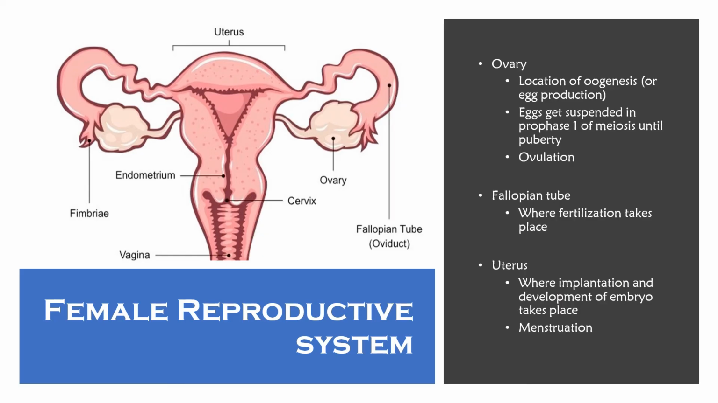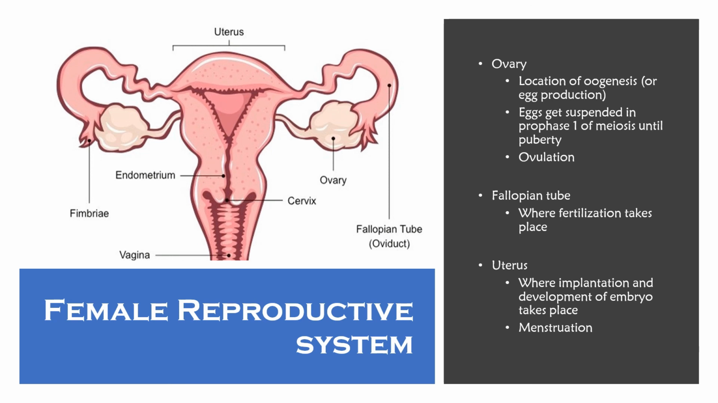So for the female reproductive system, the ovary, right, is the female gonad. It's the location of oogenesis, or egg production. Females make all the eggs they're ever going to produce in utero, or prior to development. These eggs get suspended in prophase 1 of meiosis until the females hit puberty. And then, once the female hits puberty, females begin to ovulate. And ovulation is just the release of a mature egg from the ovary, where it gets uptaken into the fallopian tube. And the fallopian tube is where fertilization takes place.